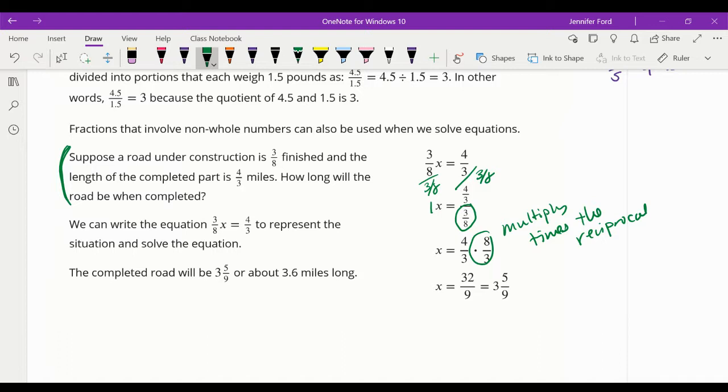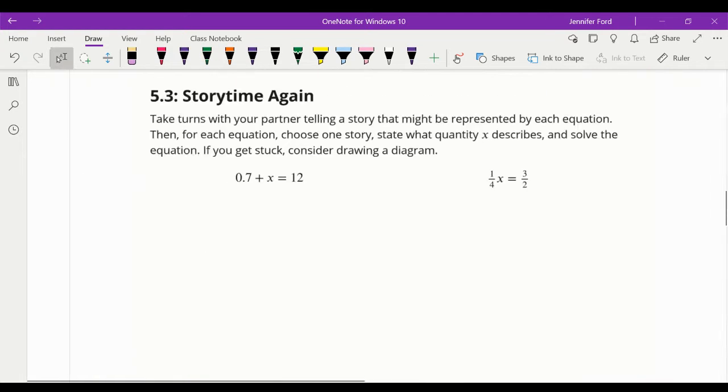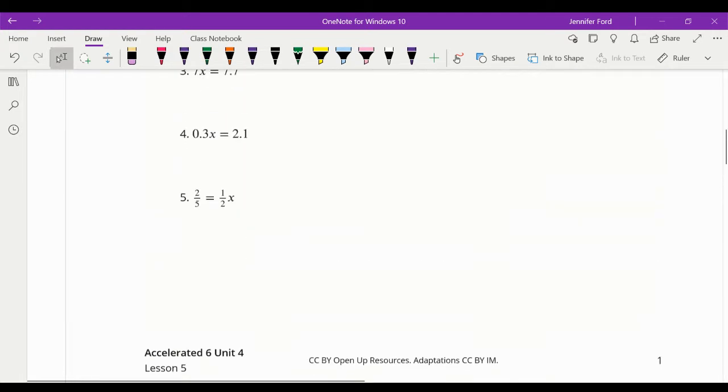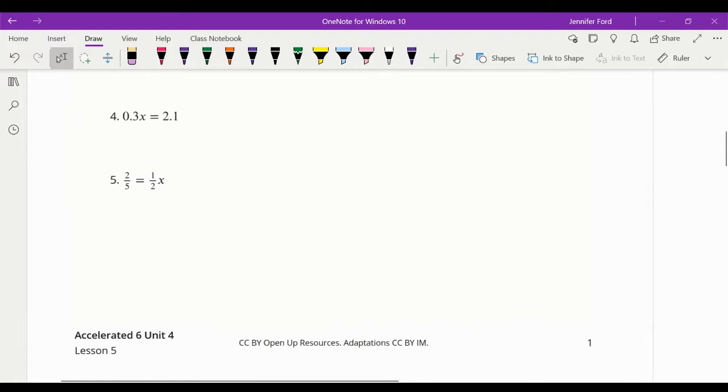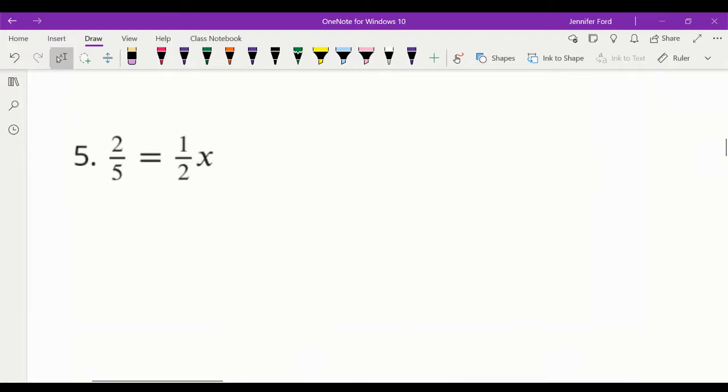Okay. In the past, this kind of problem seems to be the most challenging for students to learn how to do. So let's look at one from the problem set. Okay. 2/5 equals 1/2 x. What I'm going to do here, there's 2 ways to do this. You can divide, or you can use multiplication.